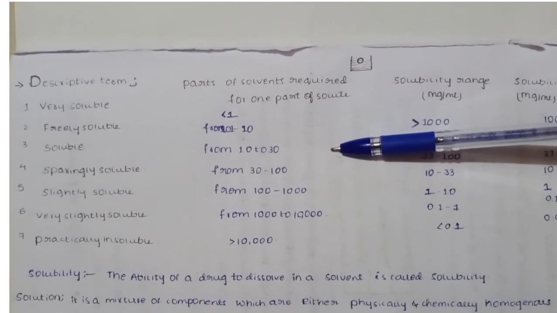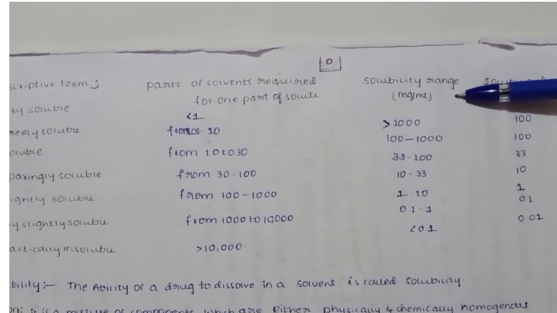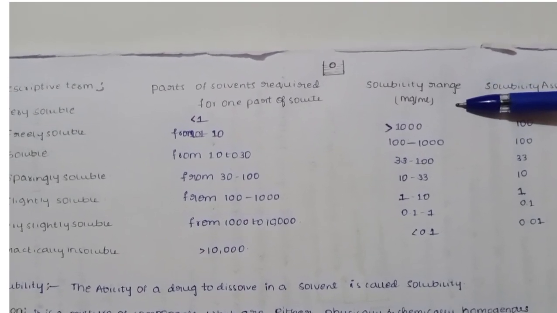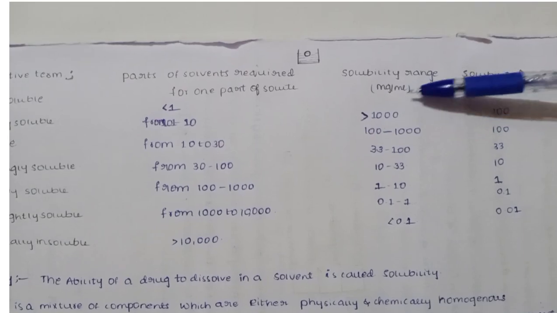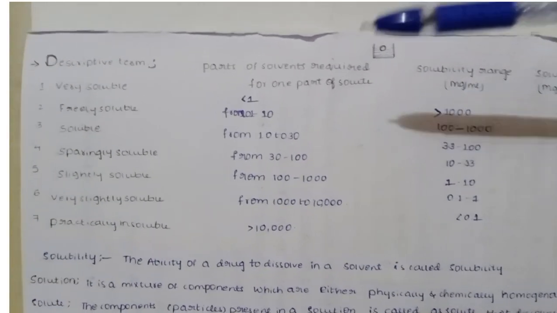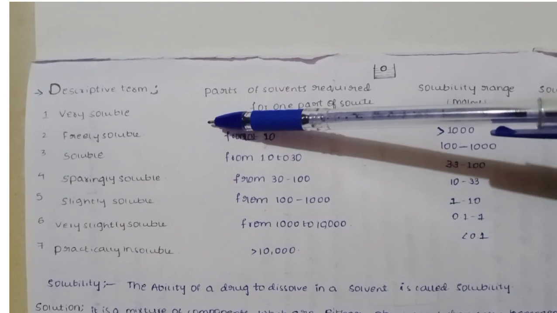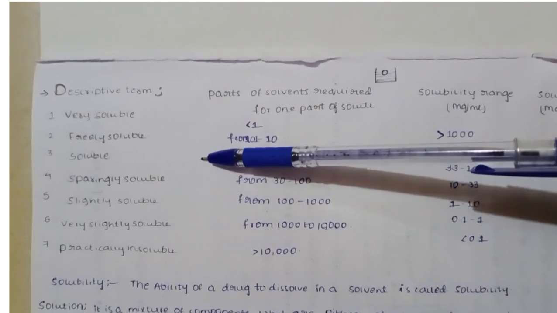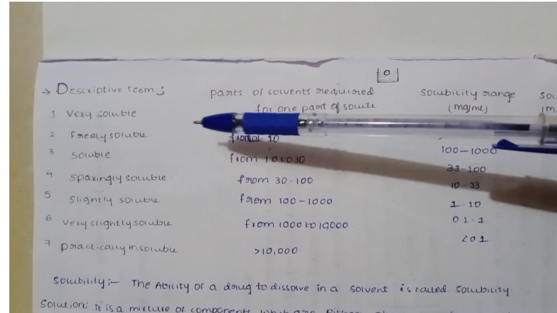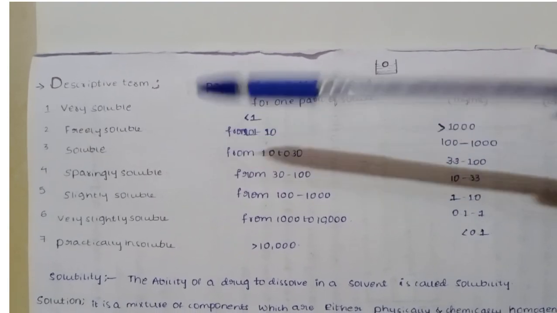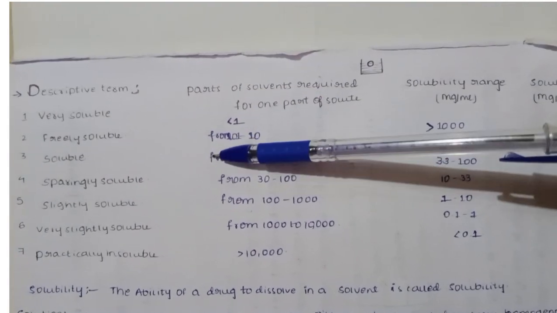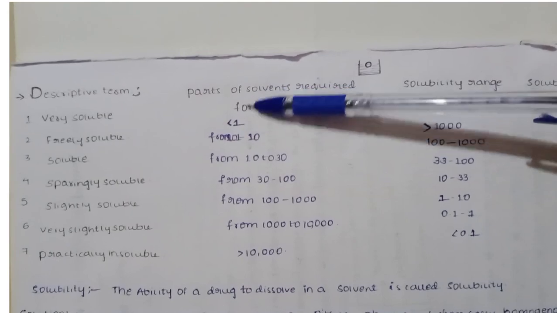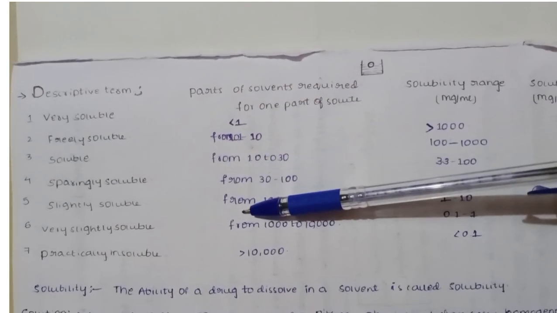Okay, and solubility range means in which range it's showing its solubility, and solubility assigned, so how it is assigned in which range, that is also in mg per ml. Okay, so just I'm going to tell you that we know soluble. Before soluble, there is freely soluble, and freely soluble comes before very soluble. So if we keep these three terms in our brain, the remaining three we can work out.